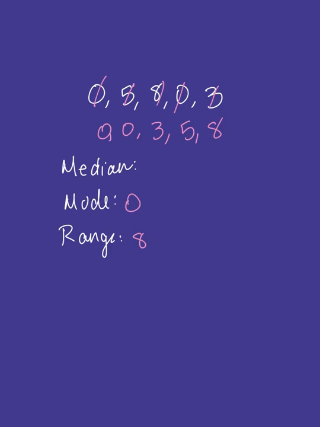Median. All right, cross one out, cross one out, cross one out, cross one out. Hey, I have an actual middle. So because I have that middle, my median is 3.